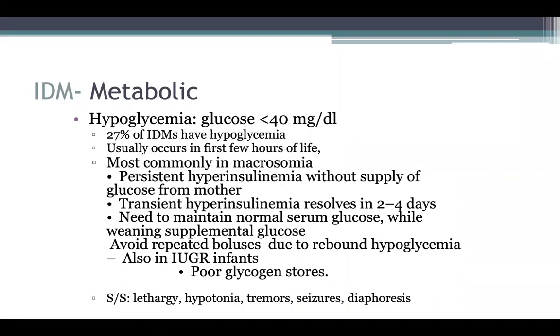Hypoglycemia is seen in 27% and it can occur in the first few hours of life. That's why the first 24 hours is very, very important. Why does it occur? Because of hyperinsulinemia. So you just write why it occurs, how much percentage, and when it occurs. Transient hypoglycemia resolves in 2 to 4 days, whereas if it is permanent, it may last for few weeks to months.